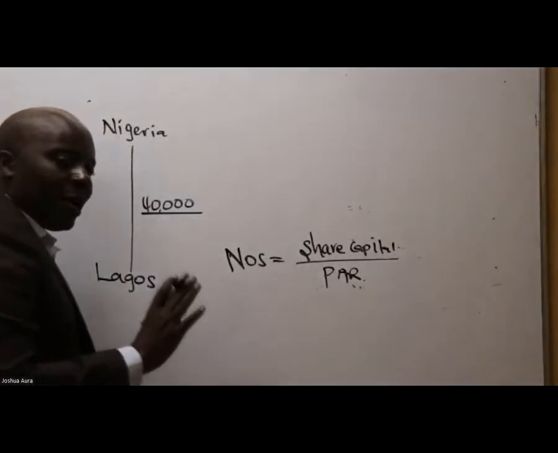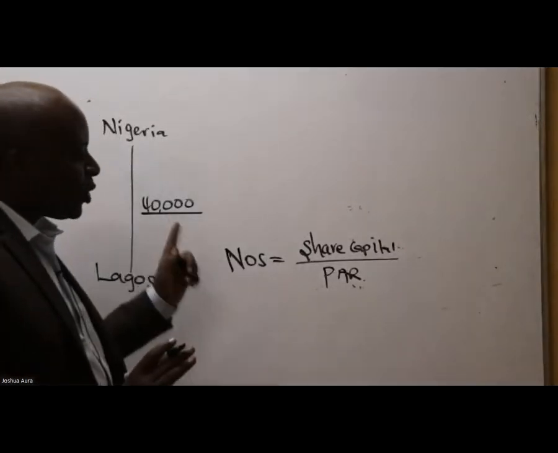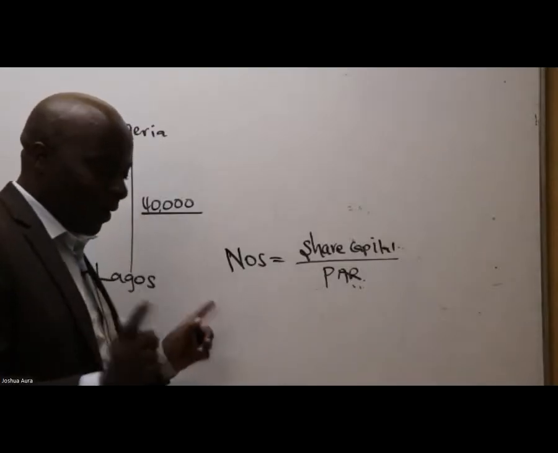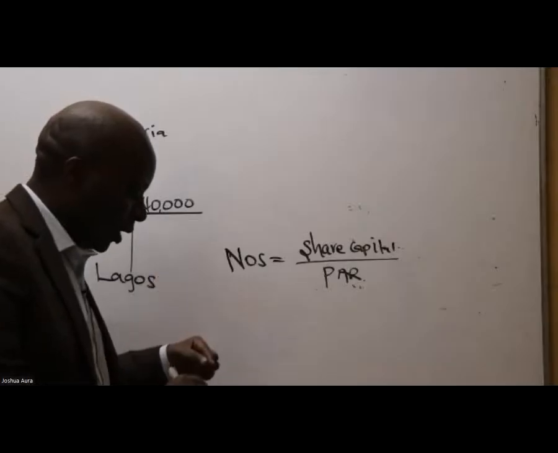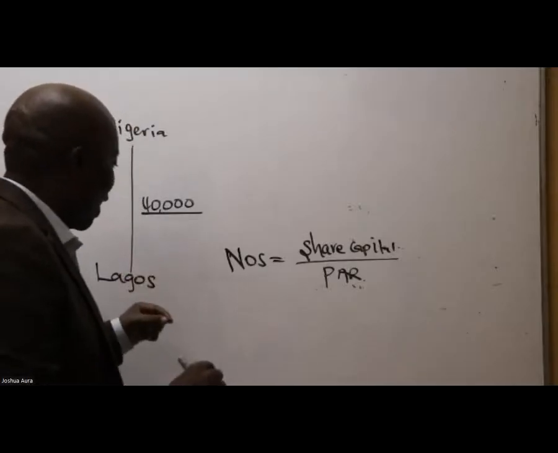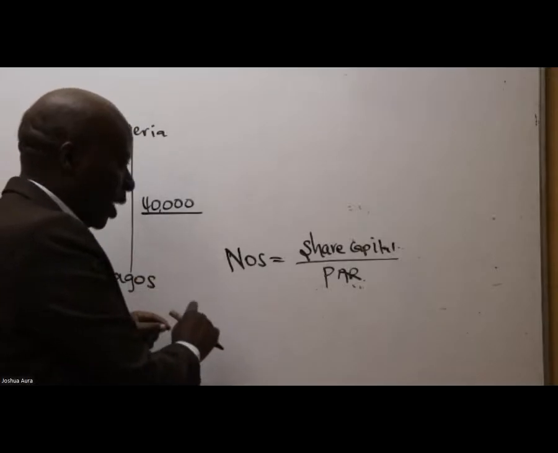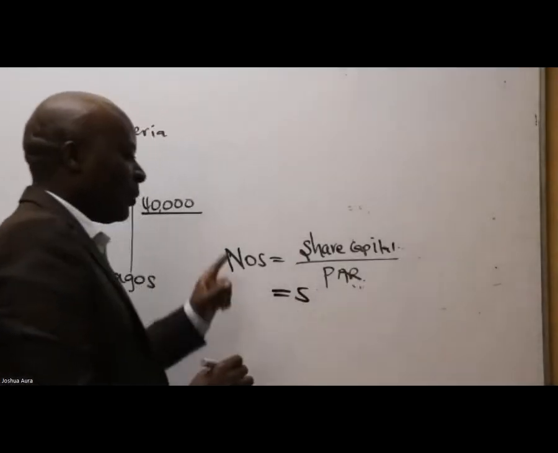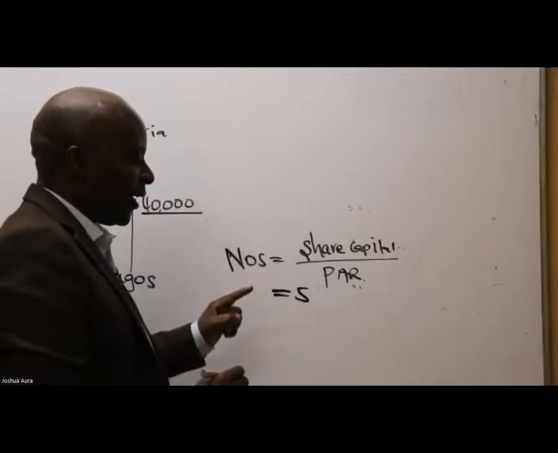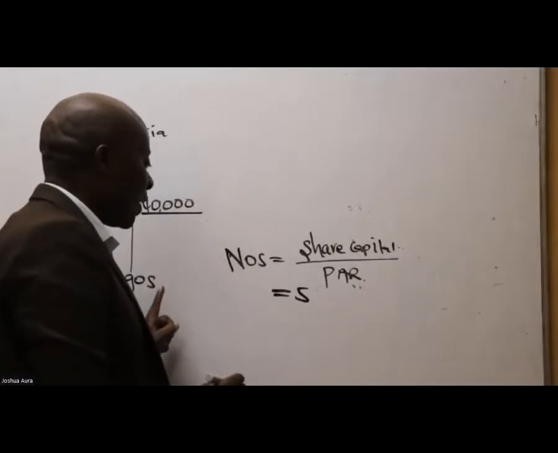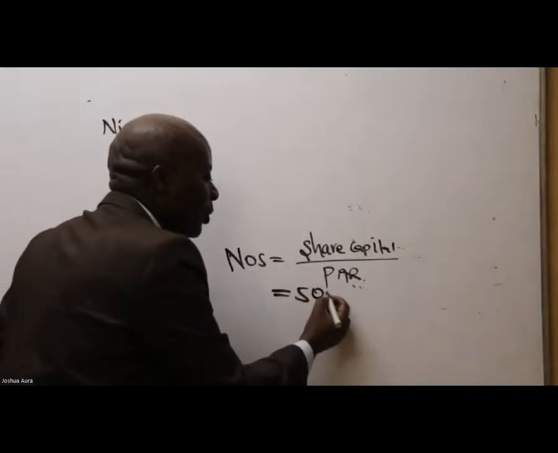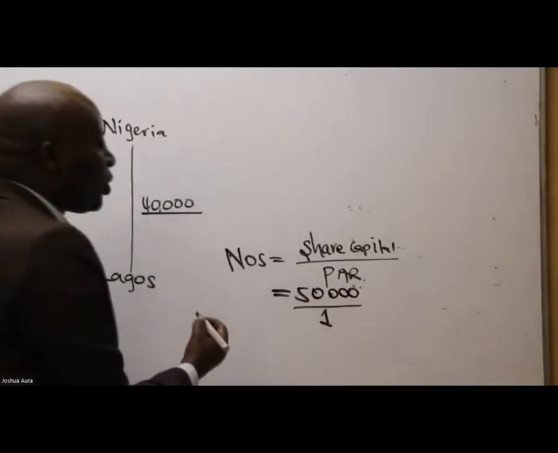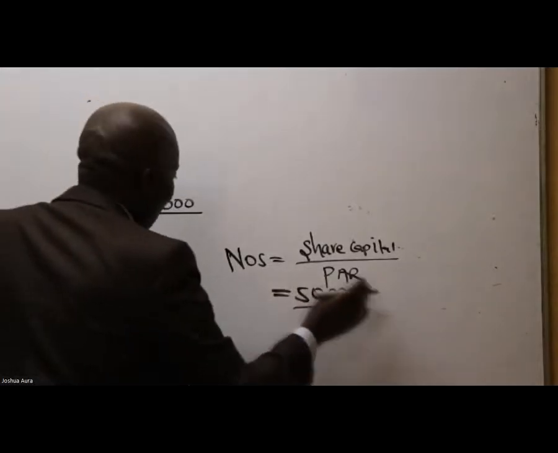So remember, I'm interested in getting the number of ordinary shares of the subsidiary, not the parent. We bought 40,000 shares. How many shares does it have in total? So the share capital of this company, they should not be calling it subsidiary by now, we haven't yet known. So this particular company known as Lagos, the share capital is 50,000. And the par value they've said is 1. So in total, the number of ordinary shares here is 50,000.